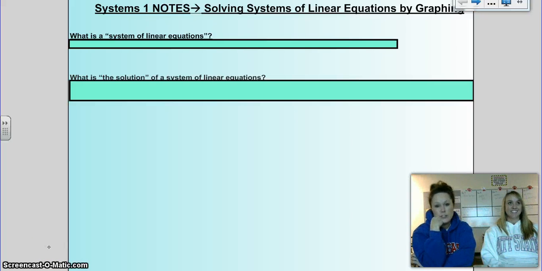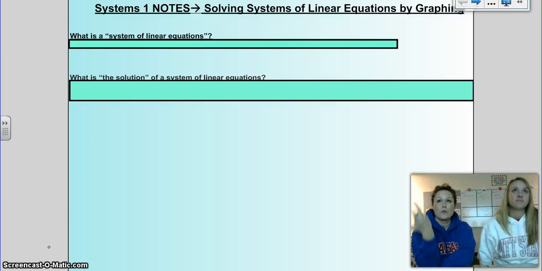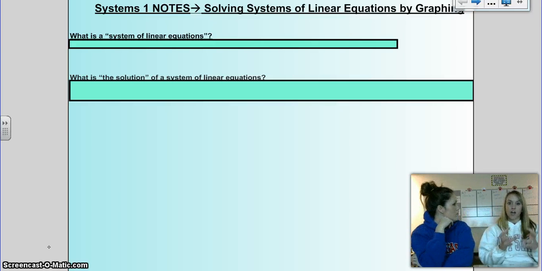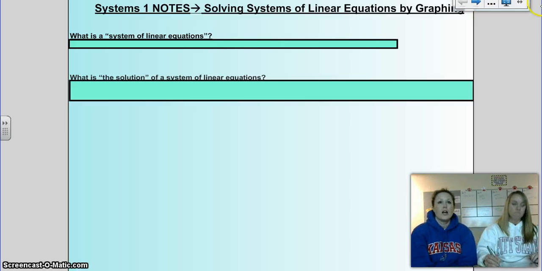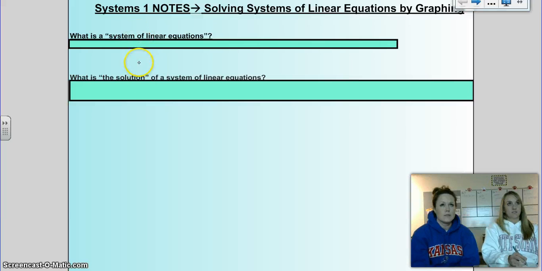Guys, today we're going to talk about solving a system of linear equations using graphing. And this is like the heart of this class. So pay attention. All right, so first of all, let's talk about what is a system of linear equations.